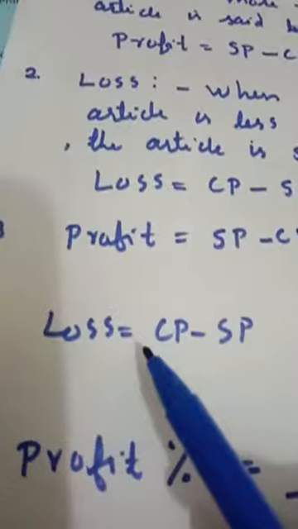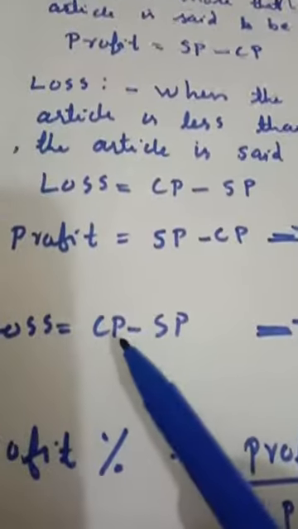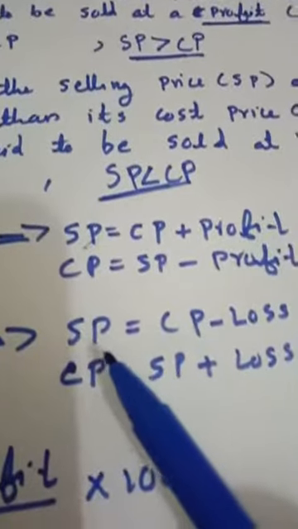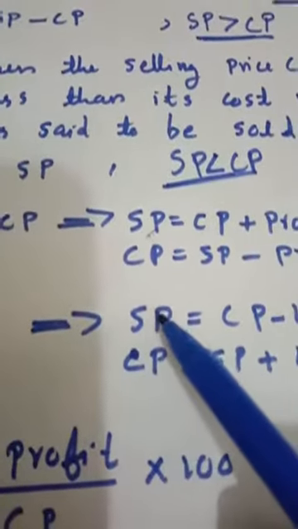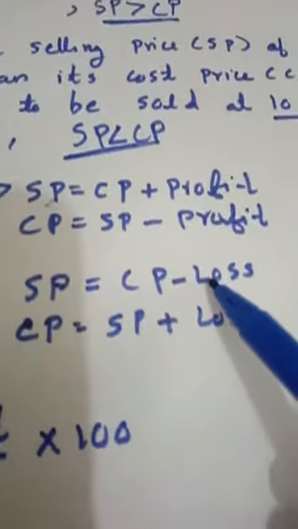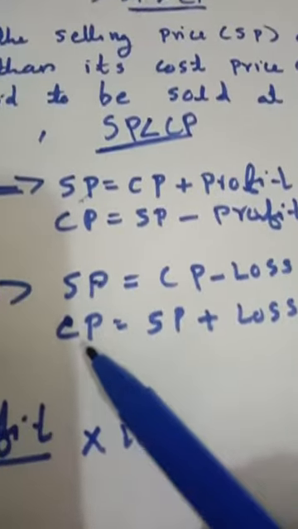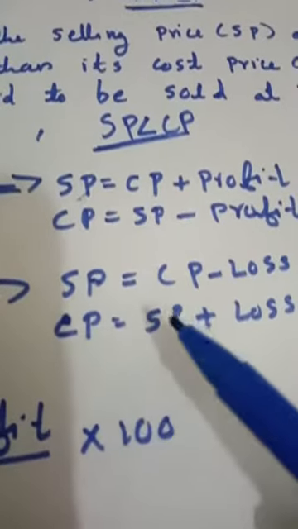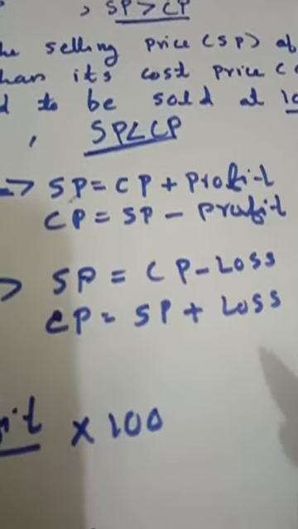Then in the same way, in the case of loss, how to find SP and CP? We know that loss is equal to CP minus SP. That means CP is greater and SP is small. So how to find SP? SP is small, so subtract: SP is equal to CP minus loss. Then how to find CP? CP is greater in the case of loss, so CP is equal to SP plus loss. Clear?